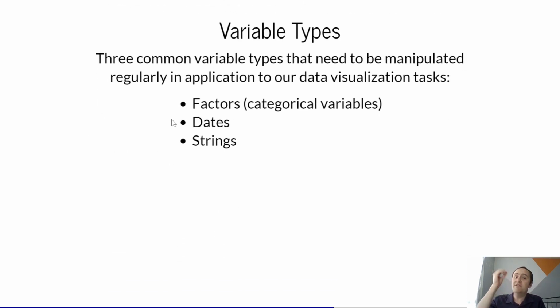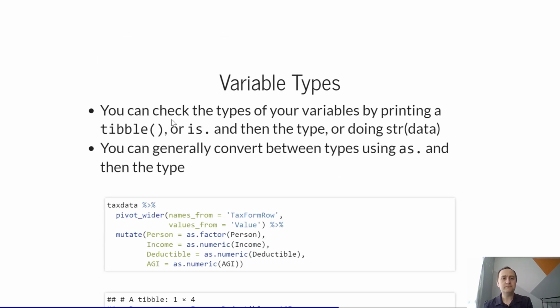So variable types that could give us a lot of trouble and pop up a lot in R are factors, which are categorical variables. So for example, are you left-handed, right-handed, or ambidextrous? That is a categorical variable. You might store that in your data as a category. Dates are very much big headache causers, and strings are also quite common.